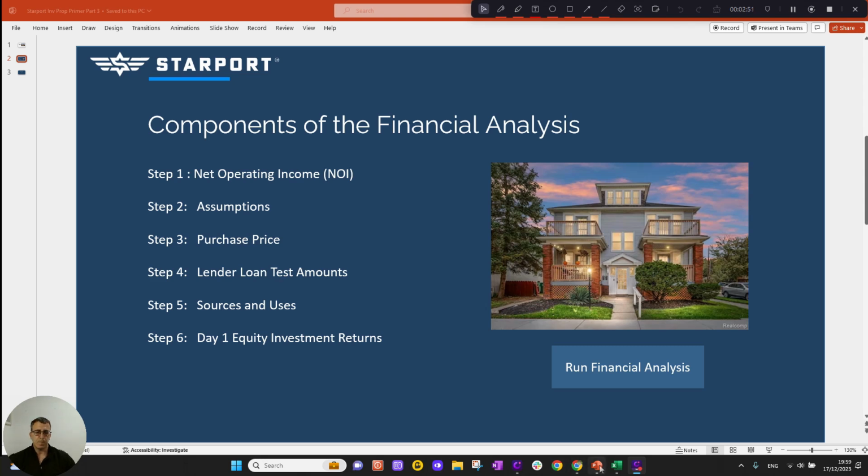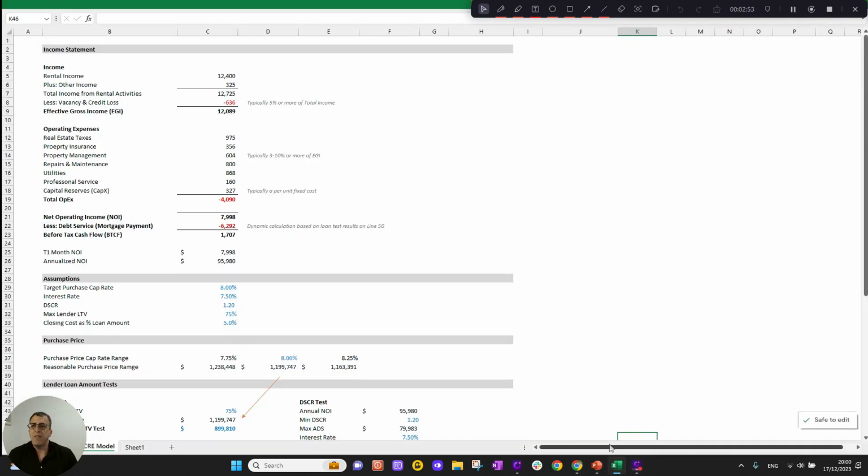Let's jump in. This is a financial model. We built this in Excel. And don't worry, we'll make this available to you if you find it helpful.